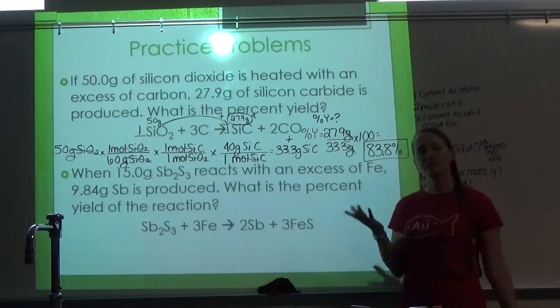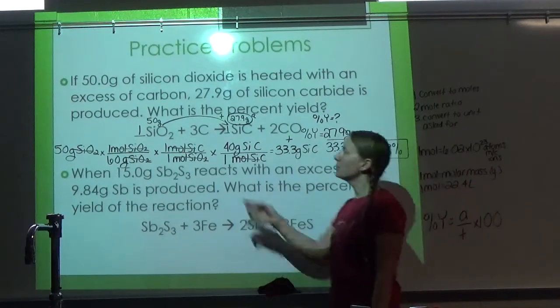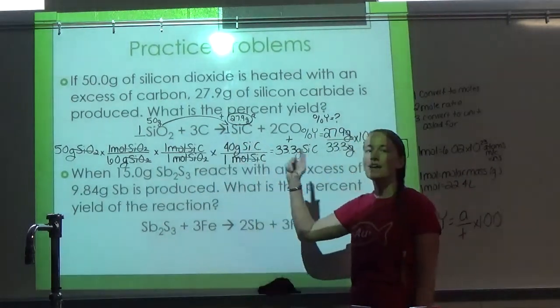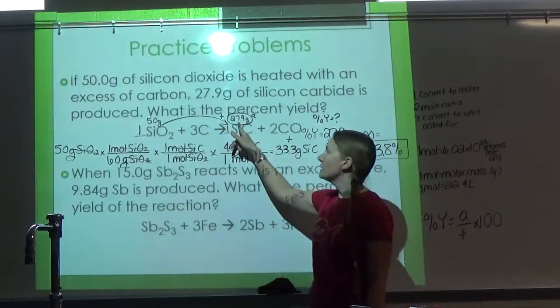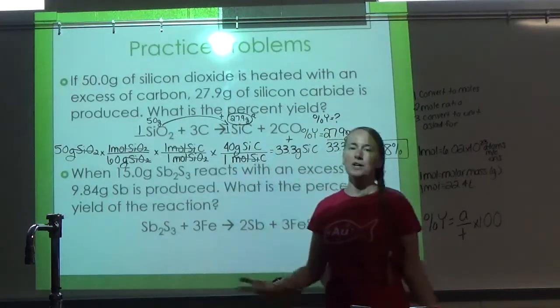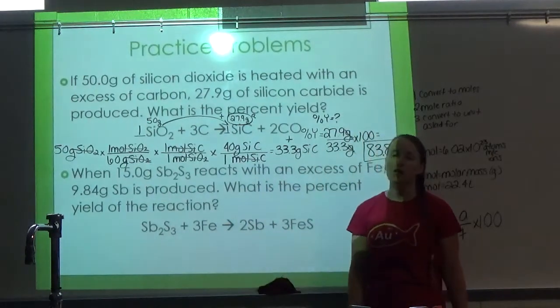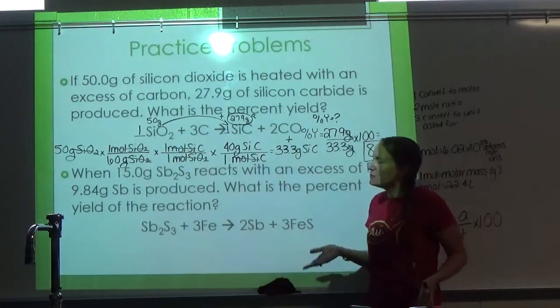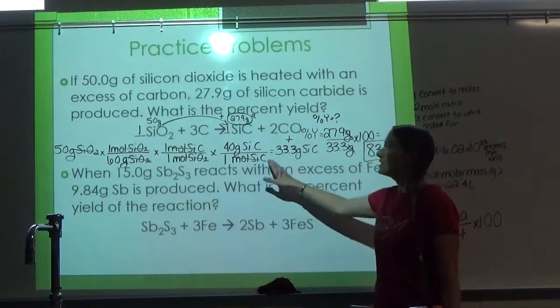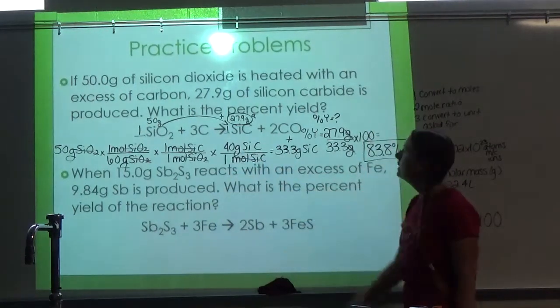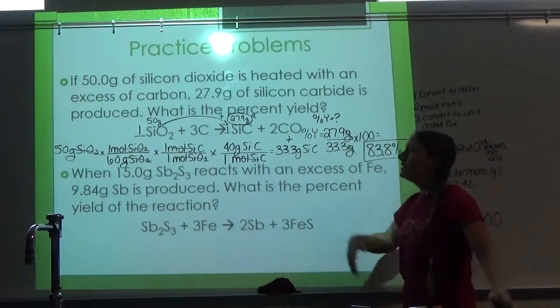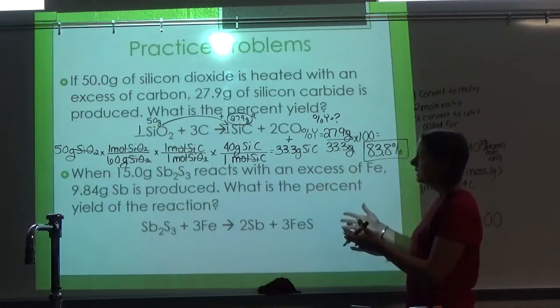Alright, so like I said, for percent yield, the hardest thing for people to do is set it up. A lot of people want to take the easy way out and they'll just say, oh, well, this is my actual, this is my theoretical, and they don't even do a stoichiometry problem. Y'all, it's stoichiometry. You're going to have to do a stoichiometry problem somewhere in there. If you're solving any problem in this chapter and you're not doing something that looks like this, you're doing it wrong. Alright, so now I want you to try the next one.